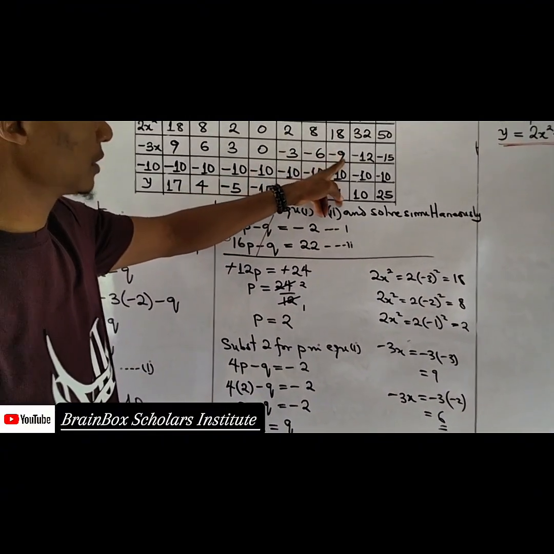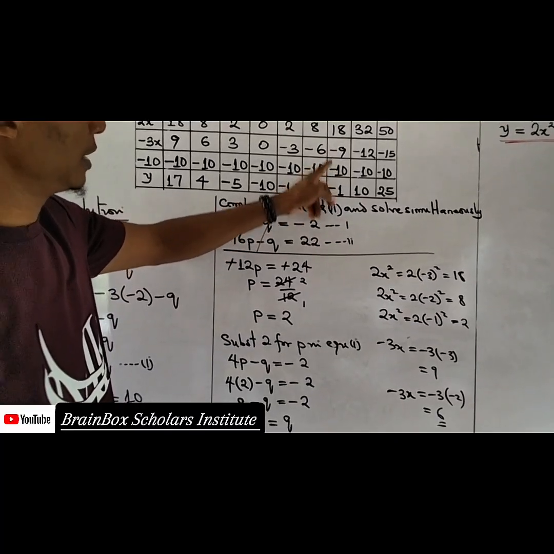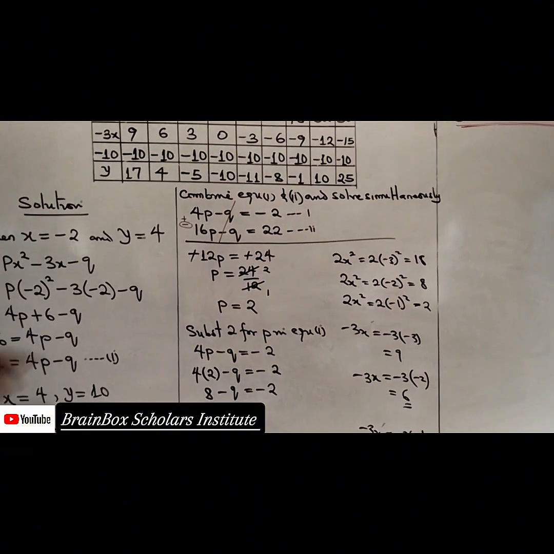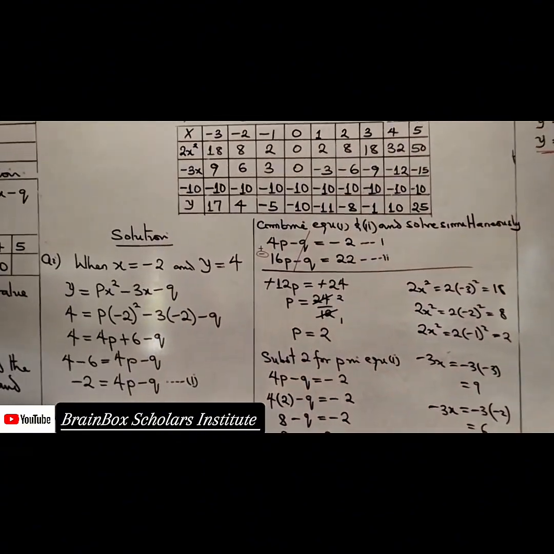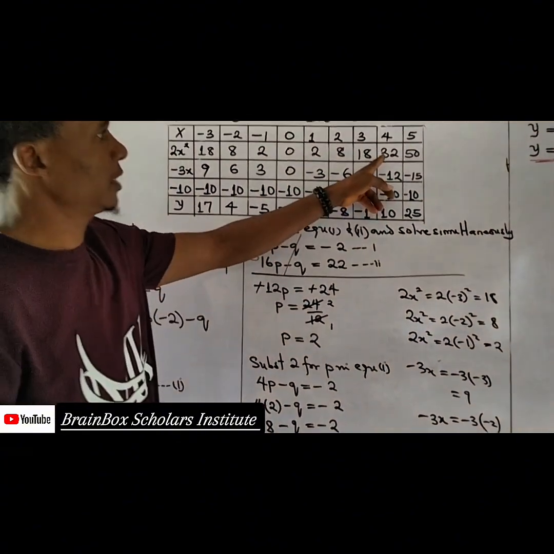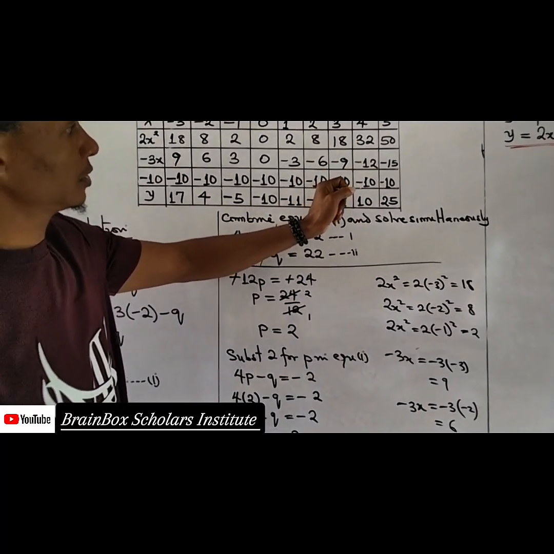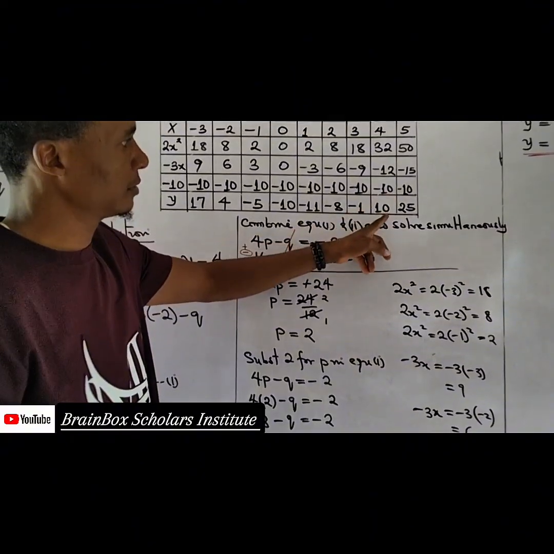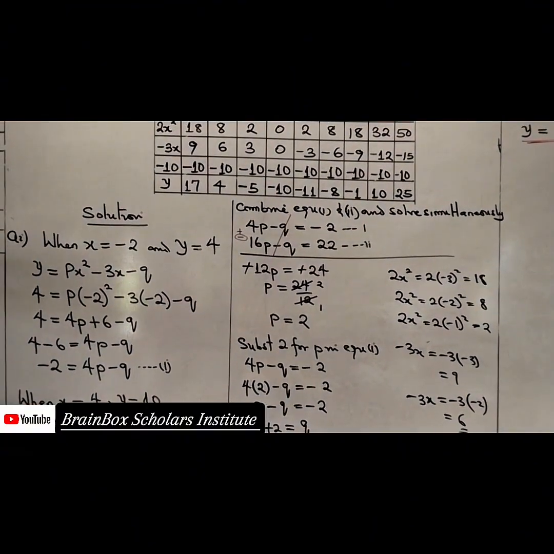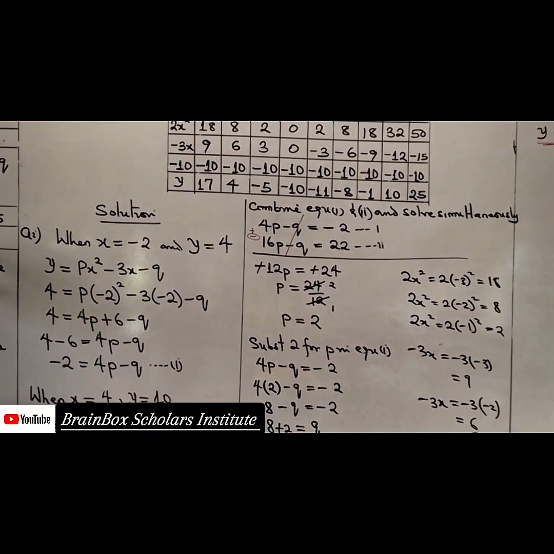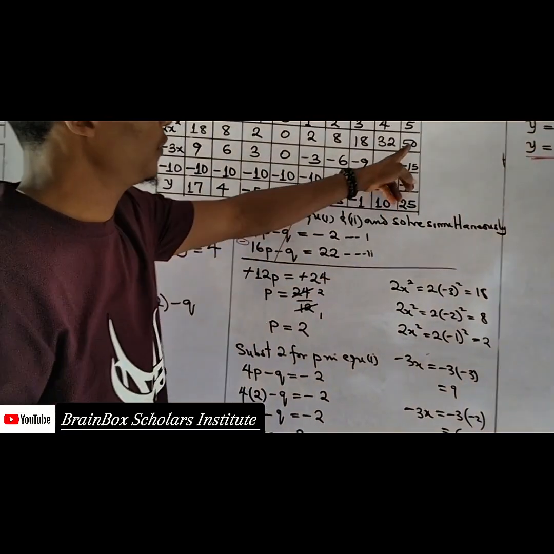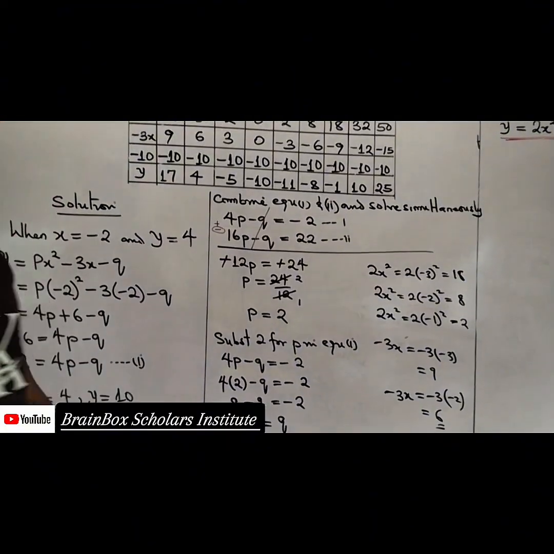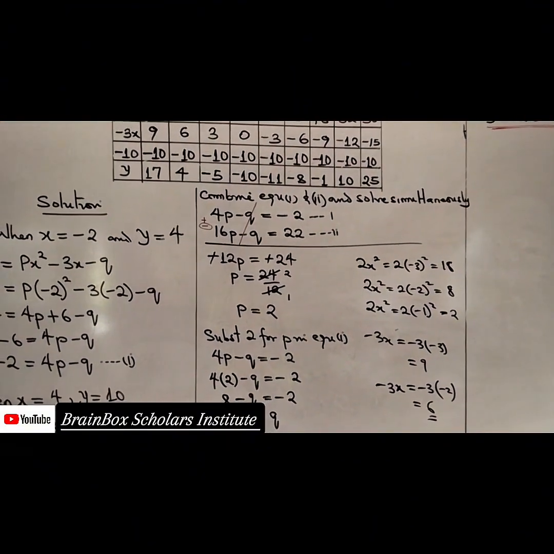18 minus 9, 9. Then 9 minus 10. Okay, you see, I have 11 minus 11. This one minus 11 is also here. So let's go. 32 minus 12, 20. So 20 minus 10, 10. And this is reporting 10 here too. Then 50 minus 15, 35. 35 minus 10, 25. Okay, so that's how we got this table.